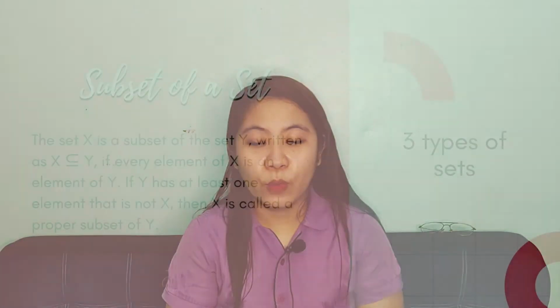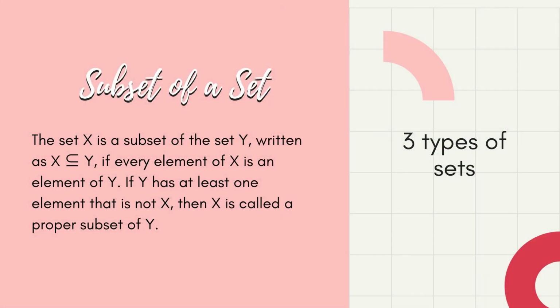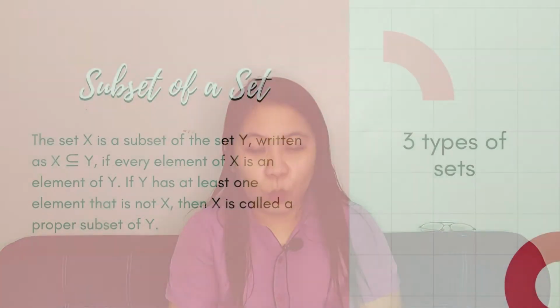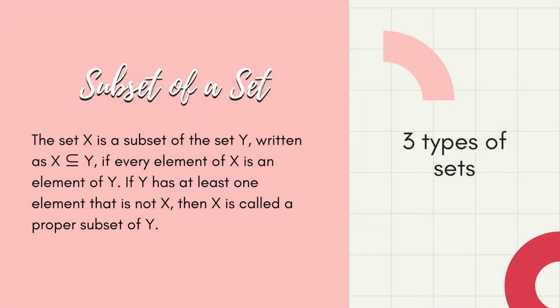The second one is the subset of a set. Let's say, for example, the set X is a subset of the set Y, written as X is a subset of Y, if every element of X is an element of Y. Therefore, what we mean here is that all the elements that we can find in set X should also be found in set Y. If Y has at least one element that is not in X, then X is called a proper subset of Y.